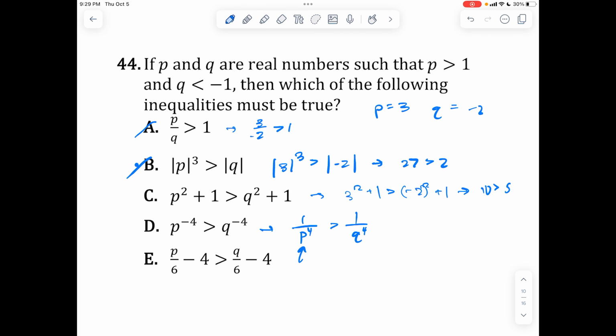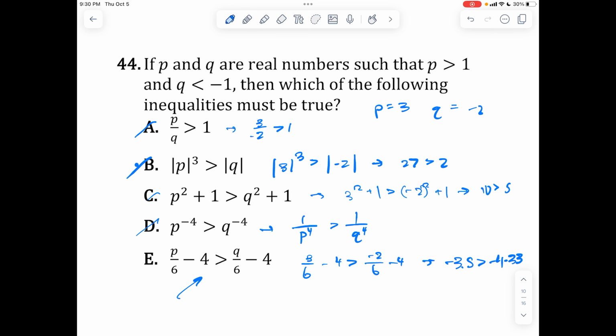So if you have a very large p and a small q, this is going to be larger. If you have a large q and a small p, this is going to be larger. So again, not really true. In this case, let's see what's happening here. 3 over 6 minus 4 is greater than negative 2 over 6 minus 4. So half minus 4 gives you negative 3.5, which is greater than negative 2 over 6 minus 4, that's negative 4.33.